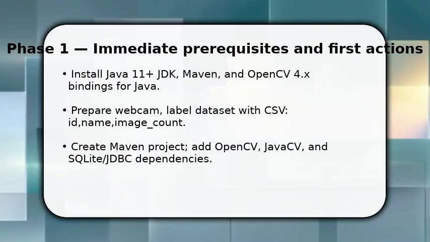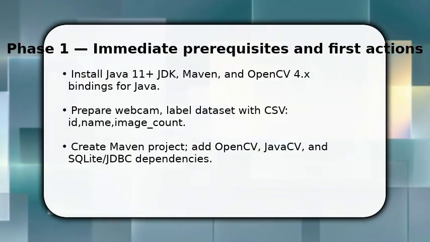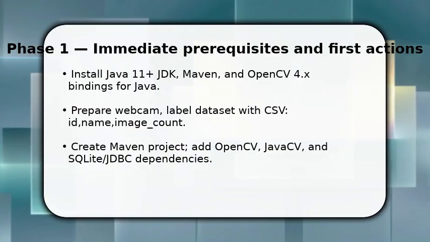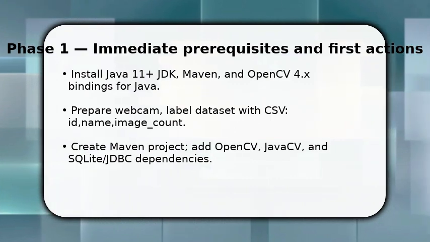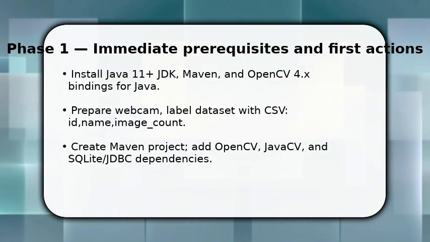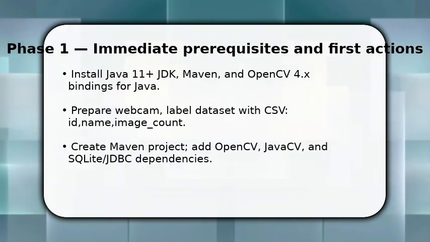XML so the build runs. Next, collect a labeled dataset, ID, name, and multiple face images, and save labels in a CSV. Make sure file paths are consistent. Set up a simple SQLite DB to store attendance records before coding.